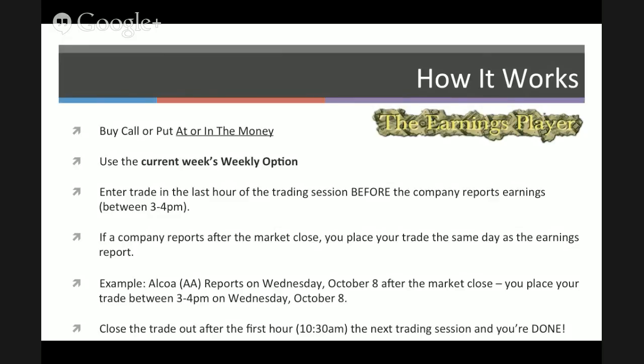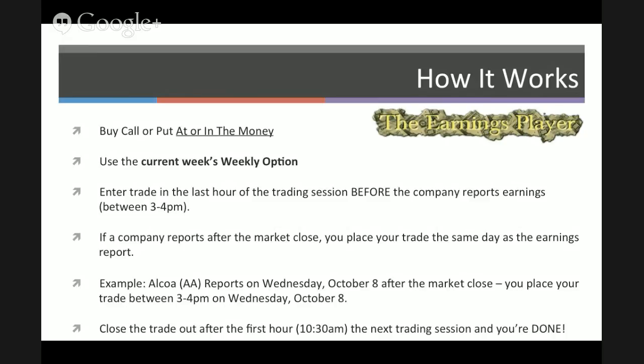So you need to have that trade in place to capture the maximum move when Wall Street gets shocked, so to speak. Now, whether they report after the close or before the open, you're placing your trade on the day prior to or the day of that report. For example, Alcoa reports today after the market close. So if we were to have a trade on for Alcoa, and let's say that we were going to sell a put on Alcoa, we would want to buy our put between 3 and 4 p.m. this afternoon. That way we have our trade in place.